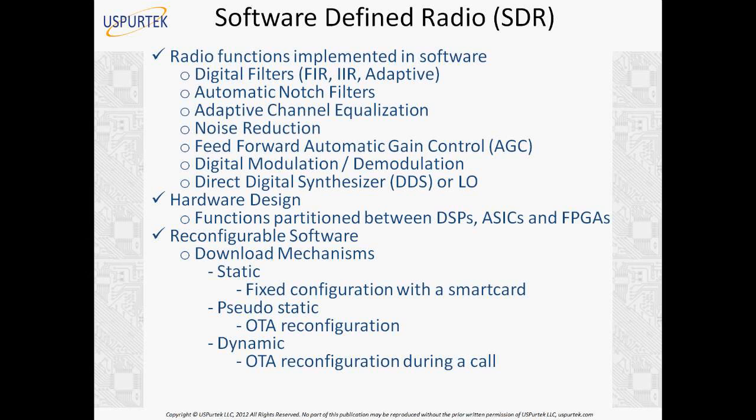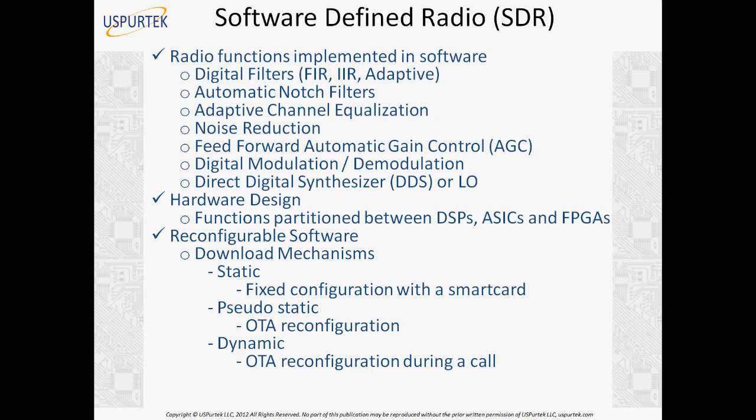So what are the download mechanisms that could be used in SDR? It could be static. That means you have your receiver and you just insert a smart card in the receiver, and that configures your software-defined radio. It could be pseudo-static. That means over-the-air reconfiguration. What that means is that your wireless receiver already has uplink and downlink connection with your base station, and over the air you could reconfigure. Like let's say that you are switching from CDMA to LTE, that you could reconfigure your receiver to do the LTE function instead of CDMA, or vice versa. Or you could add a new feature to your receiver over the air.